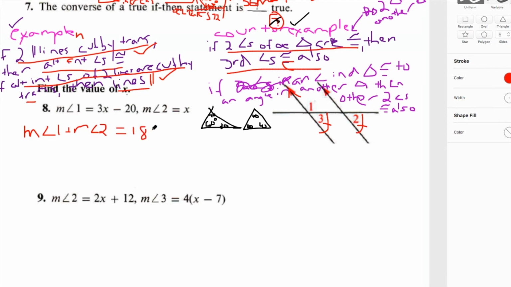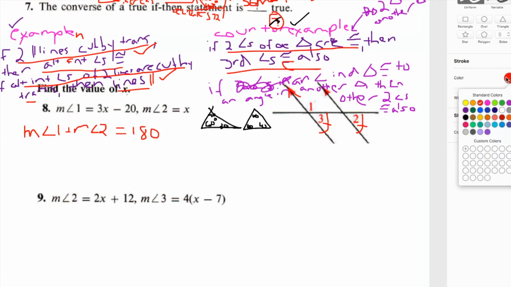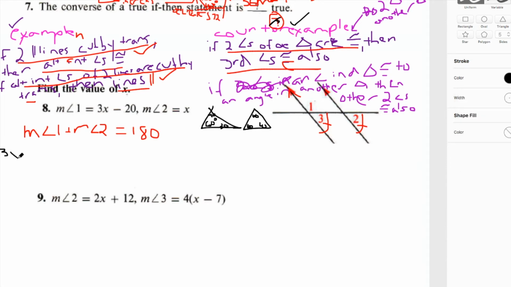So you set up your relationship based on what you can conclude. How do they relate in terms of numbers or equality? These don't equal each other, but we know that they add to 180 because 1 and 3 add to 180, and measure of angle 2 equals measure of angle 3. So now we can replace this with the expression that represents what angle 1 must measure. This is getting you to practice your Algebra 1 skills. 3x minus 20, and then for measure of angle 2, we replace that with x, and then we just simplify and solve.